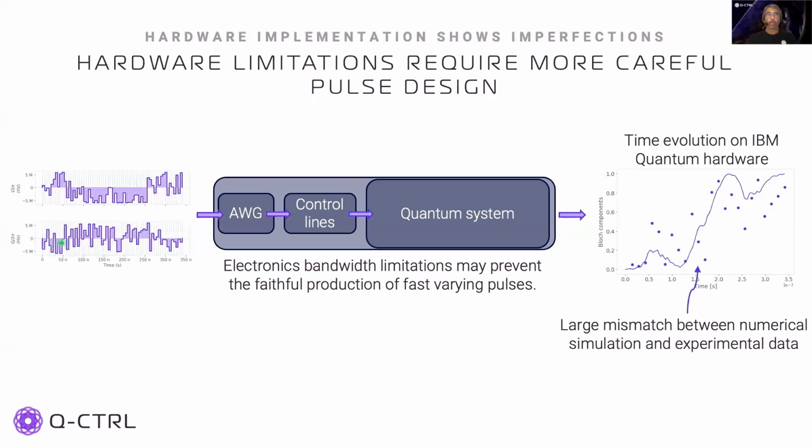Looking at the pulse shape, we see that it has abrupt changes in its values, and this can cause problems. This fast pulse variation can exceed bandwidth limitations of the hardware electronics, for example, leading to discrepancies between the designed and the generated pulse. Furthermore, the control lines have their own characteristic transfer functions, so that the pulse that reaches the qubit can be actually a distorted version of what's generated at the AWG.